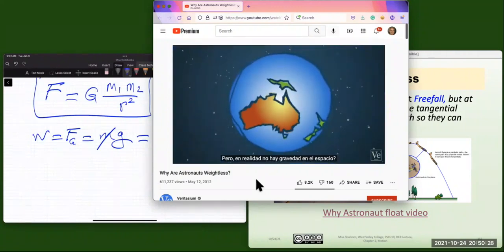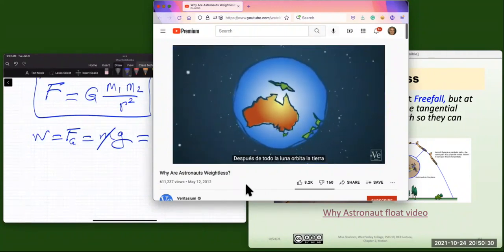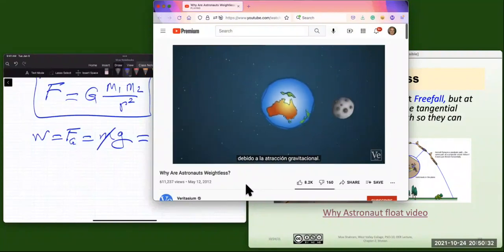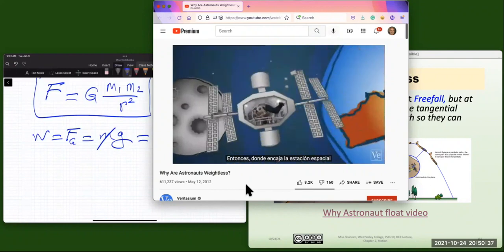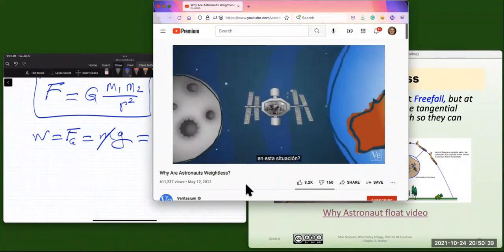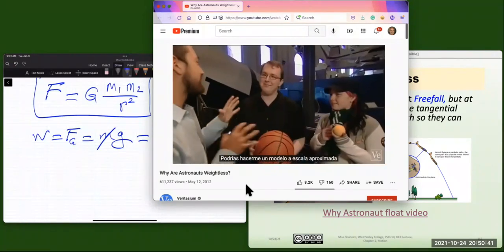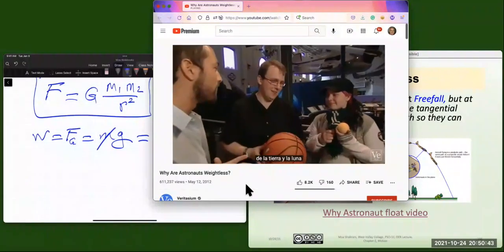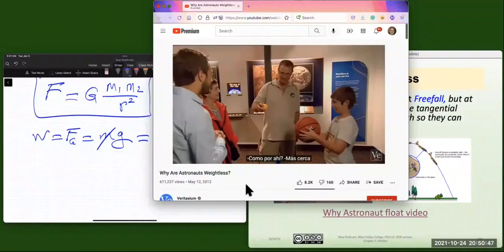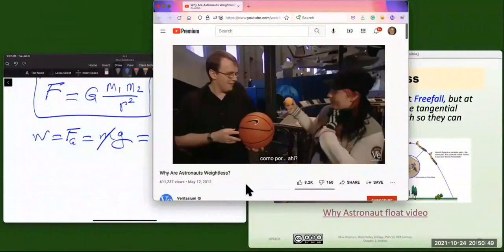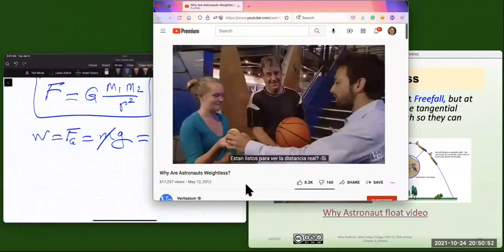But is there really no gravity in space? After all, the moon orbits the Earth due to gravitational attraction. So where would the space station fit in this picture? Can you make me a roughly to scale model of the Earth and the moon? And then we're going to position the space station in there. So about like that? Yeah, please. Close up, maybe. About there. You ready to see the real distance?